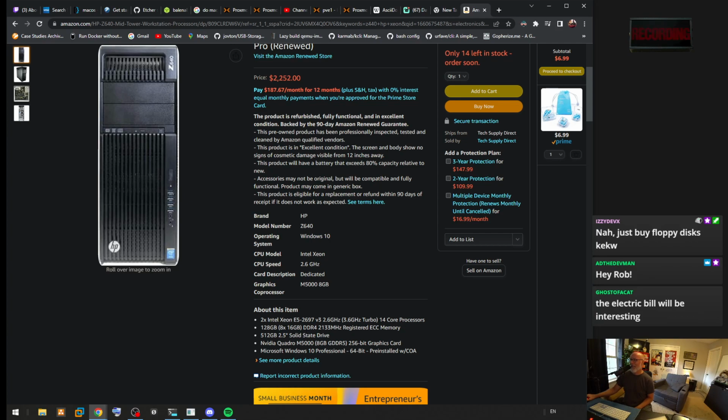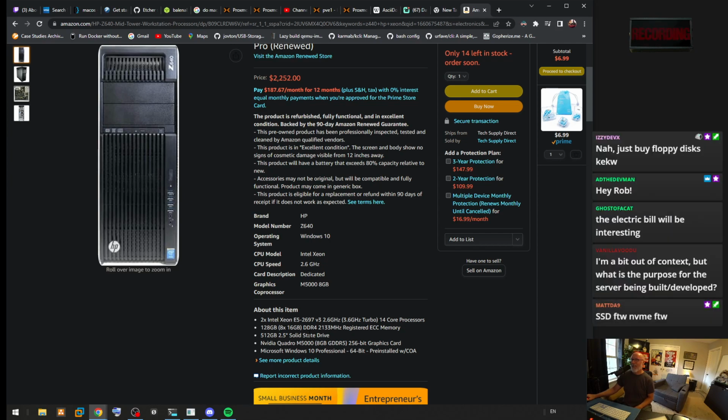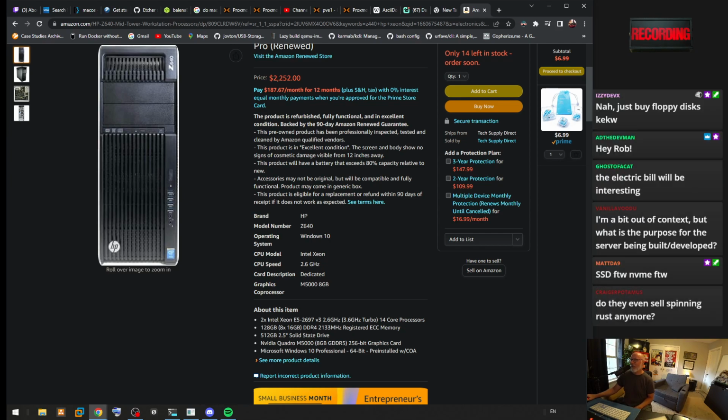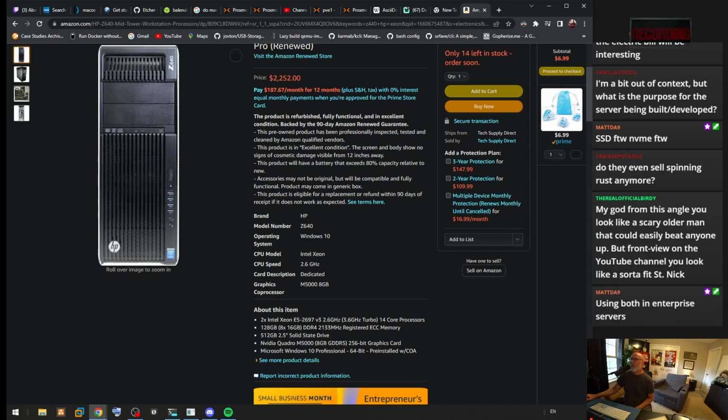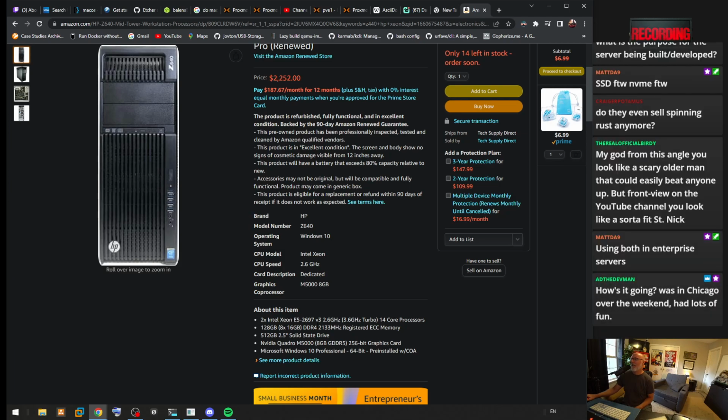The electrical bill will be interesting. We pay like $120 for our electrical bill right now. So that's not a consideration. I'm sure we'll be fine, because we're in an apartment and we're on the bottom floor, so it's not a thing. Still spinning rust anymore? I don't know what you're talking about. They do, yeah. You look like a scary older man that could easily beat anyone up.